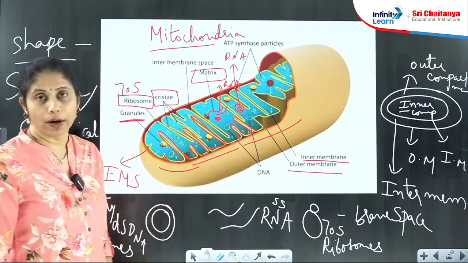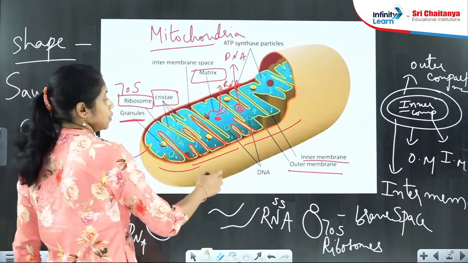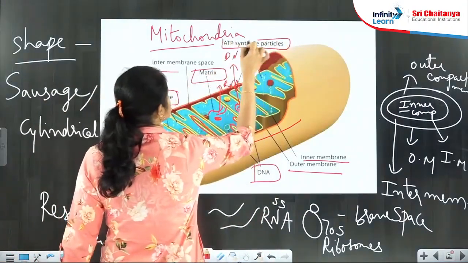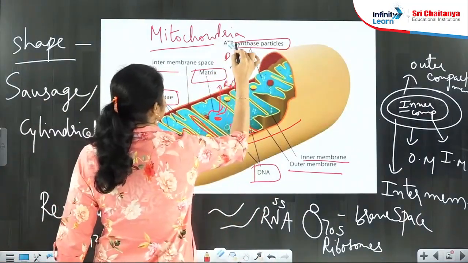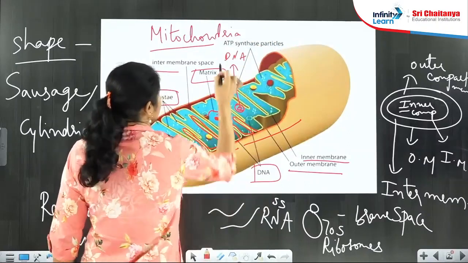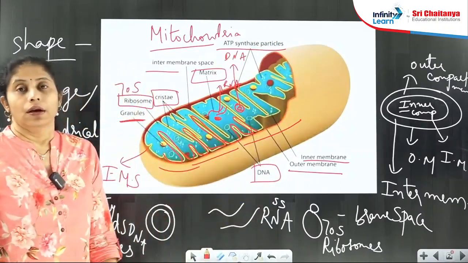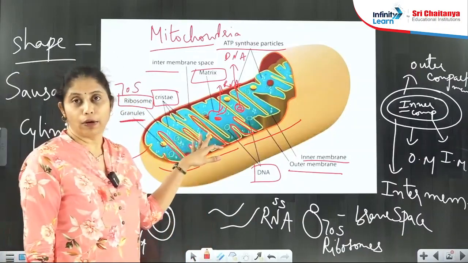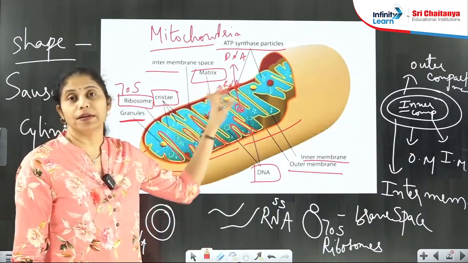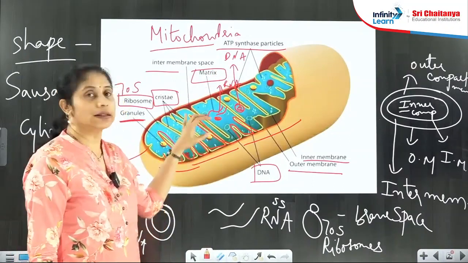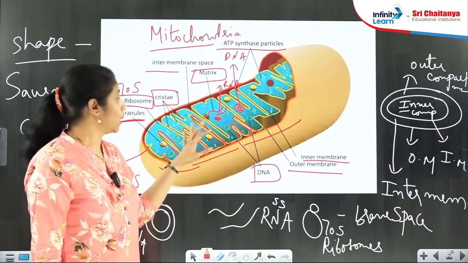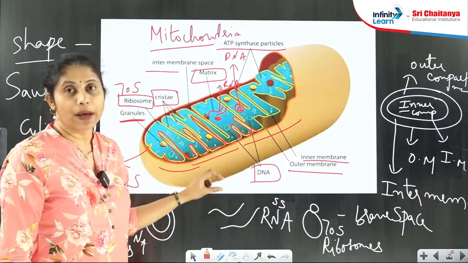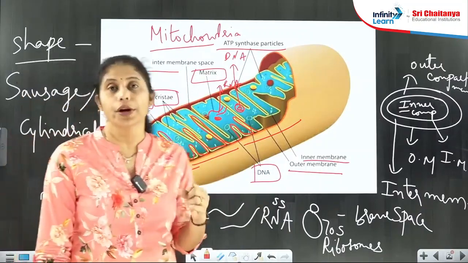This is about the mitochondria, and in this structure you have learnt about all the parts except ATP synthase particles. You can see here ATP synthase. So, ATP synthesis occurs on the inner mitochondrial membrane with the help of that ATP synthase enzyme. So, ATPs are synthesized in the matrix, particularly on the inner mitochondrial membrane. These ATPs are synthesized here and they are also stored here.